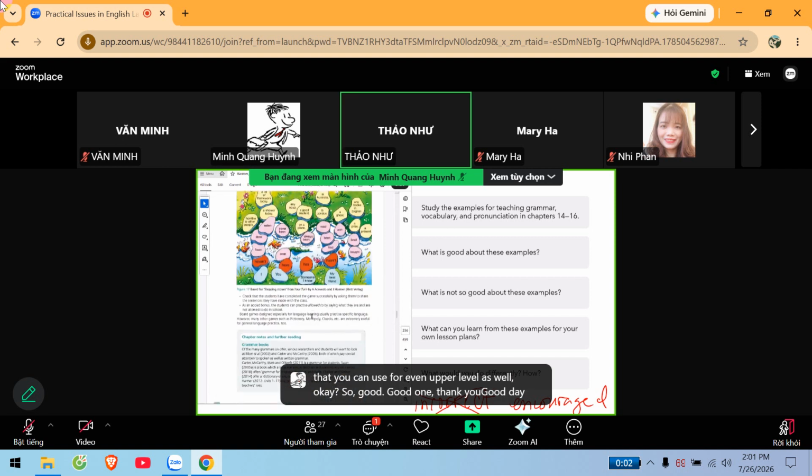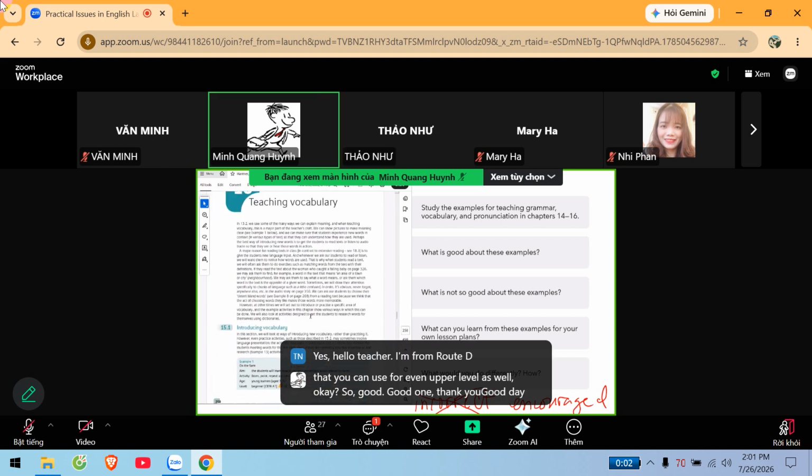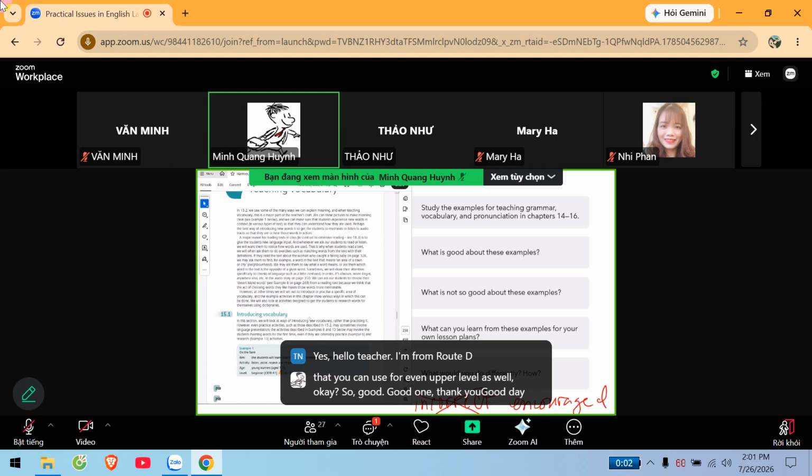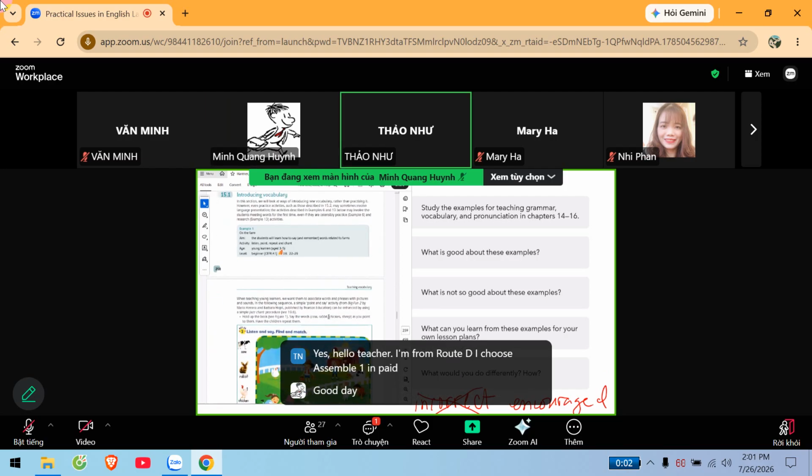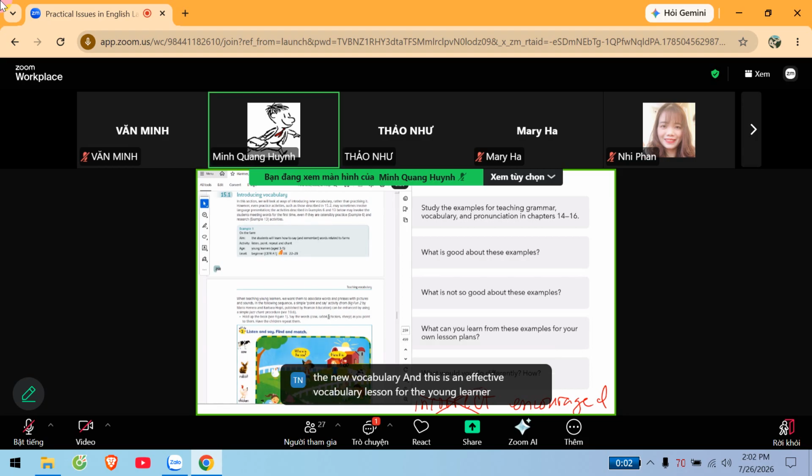Yes, hello teacher. I'm from Group D. I choose example 1 on page 258. Yes. The first, I see that's the way of introducing the new vocabulary. And this is an effective vocabulary lesson for the young learner because it uses pictures.